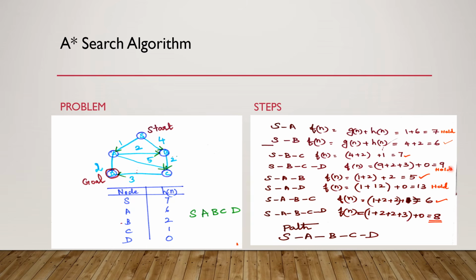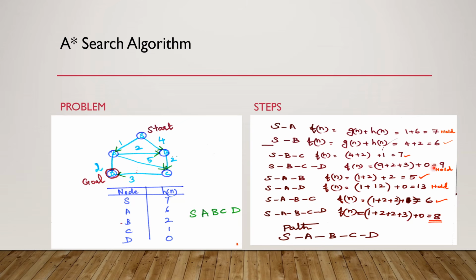Now this is one of the hold conditions, and 13 is also one of the hold conditions, and 5 is also there. From these three values, which one is the least? We should consider the lowest f of n value, and this is the least value of f of n. So now I am going to expand this path. S to A to B to C. Now S to A to B to C, what is the value? 1 plus 2 plus 2 plus 1 equal to 6.